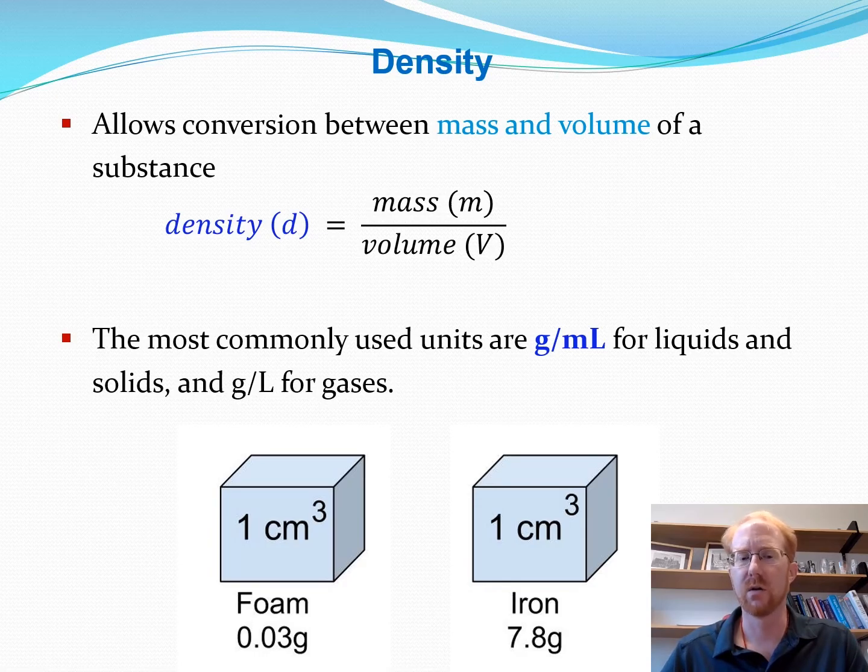And what we see is, if we have the same volume of something, a foam block and an iron block, that's 1 cubic centimeter or 1 milliliter in volume, they have very different masses. And that's because of the density, the packing of the molecules in this volume of space. The packing in foam, those molecules are much farther apart, giving us a lower density. Versus in iron, those iron molecules are packed very closely together, very tightly together, and it gives us a much higher density, a larger mass per volume.